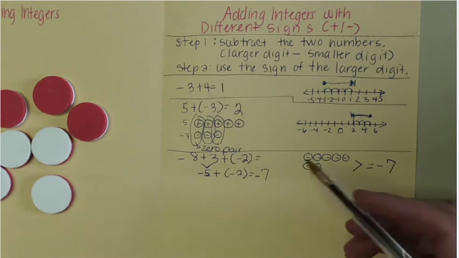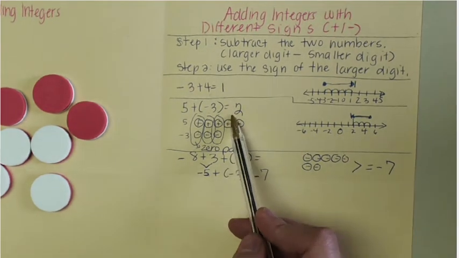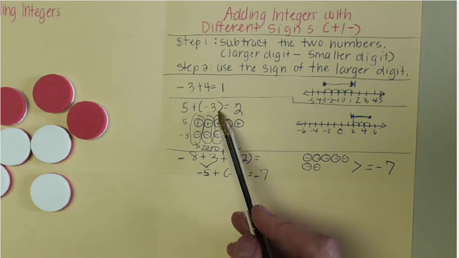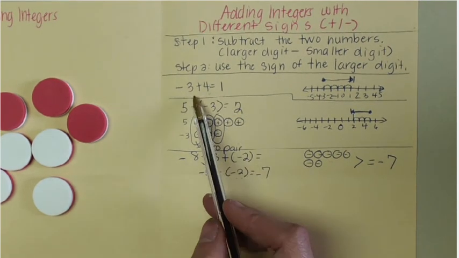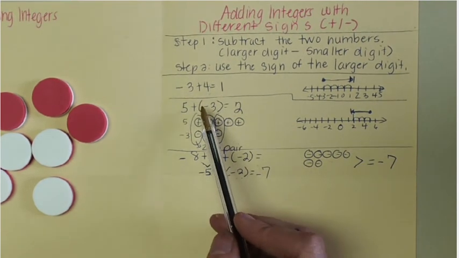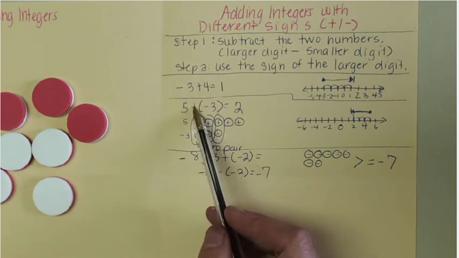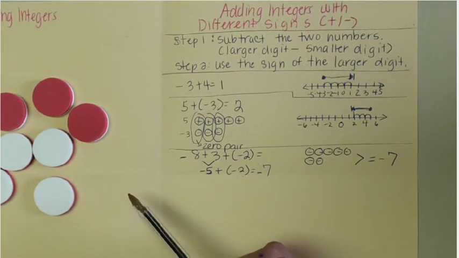Alright, I know both of these examples ended up with a positive number, but just keep in mind that the answer is not always positive. Don't make that assumption. You use the sign of the larger number. It just so happened in both of these, the positives were the bigger number.